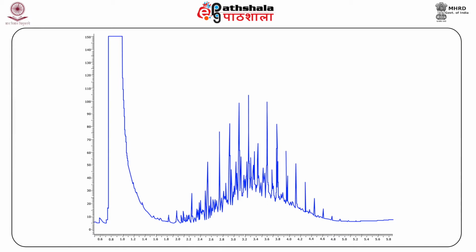Shown here is the typical gas chromatogram of diesel. You can see here it has so many peaks, and if you notice why there are so many peaks, it is because diesel is not a single organic compound, it is a mixture of so many organic compounds, and corresponding to each of them you have a peak. So, this is how the gas chromatogram of diesel looks.